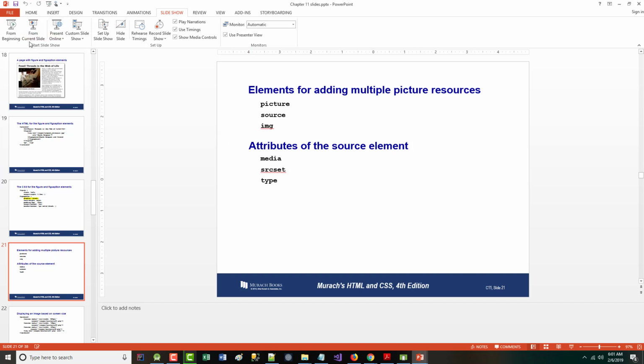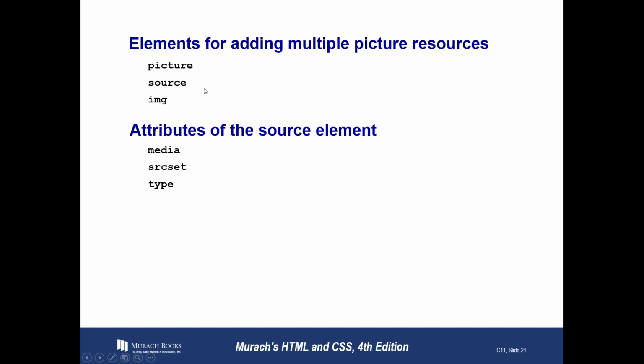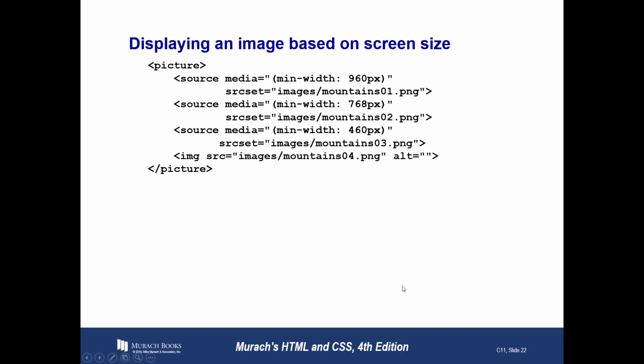So, elements for adding multiple resources: picture, source, and image, and the attributes of the source element. Let's take a look at some of these. Alright, so what are we doing here? Well, we're telling the system to use one of 4 different images based upon screen size. So in essence, we're creating a media query for our images.